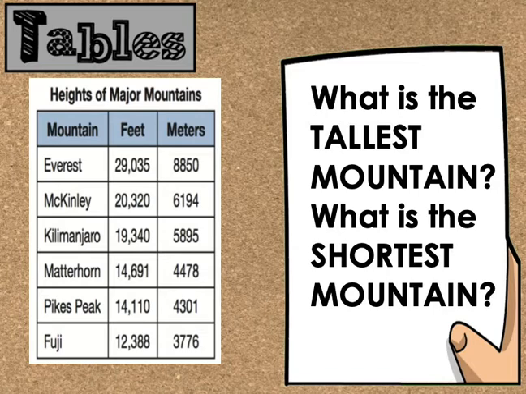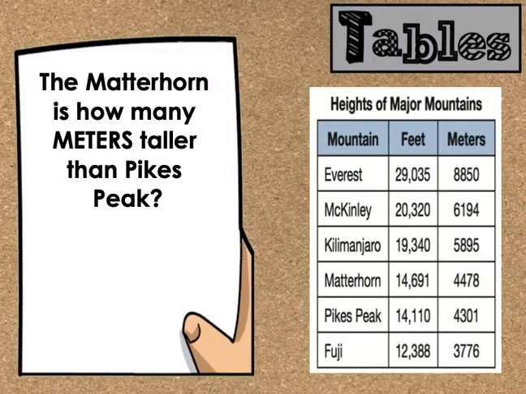So we can see that the tallest mountain is Mount Everest, which is 29,035 feet, and we can also see that the shortest mountain is Mount Fuji, which is 12,388 feet. We can also use a table to compare different things.